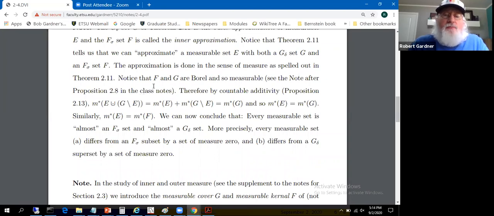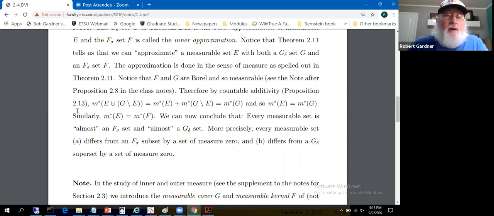The F sigma set and the G delta set are Borel. All F sigma sets are Borel. All G delta sets are Borel. All F sigma delta sets are Borel sets. That was just a collection of Borel sets. We had a chance at describing what they look like. But these are certainly Borel sets. Borel sets are measurable. We made a note of that after proposition 2.8. So we can apply some additivity when we're dealing with measurable sets.